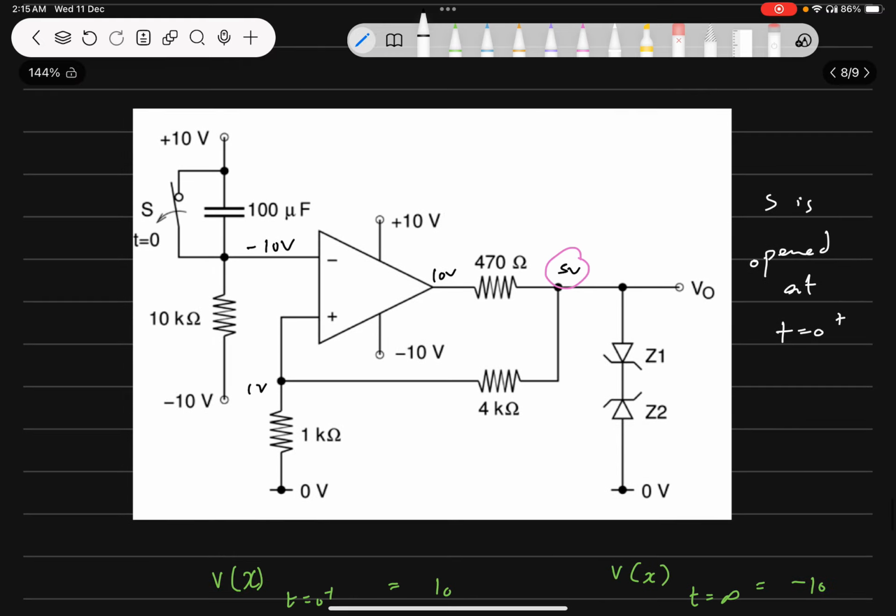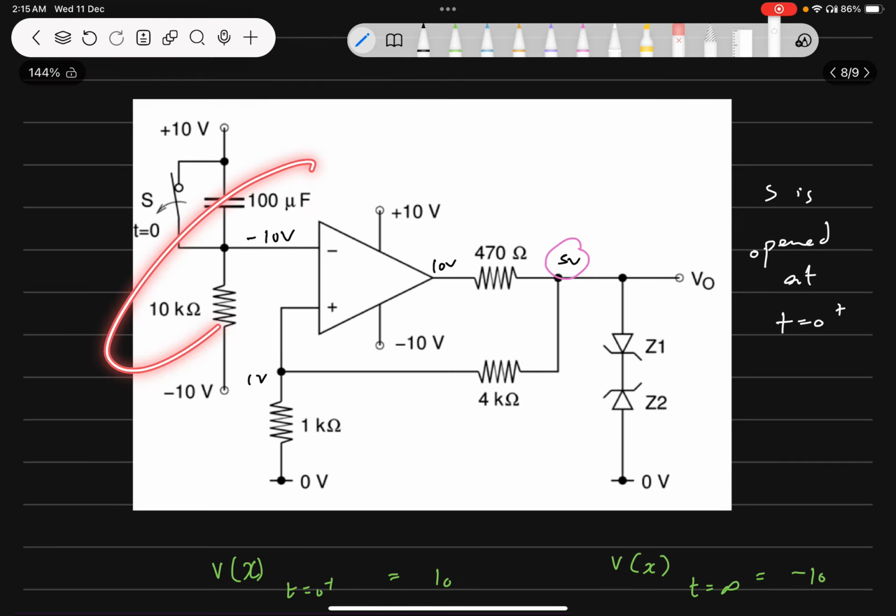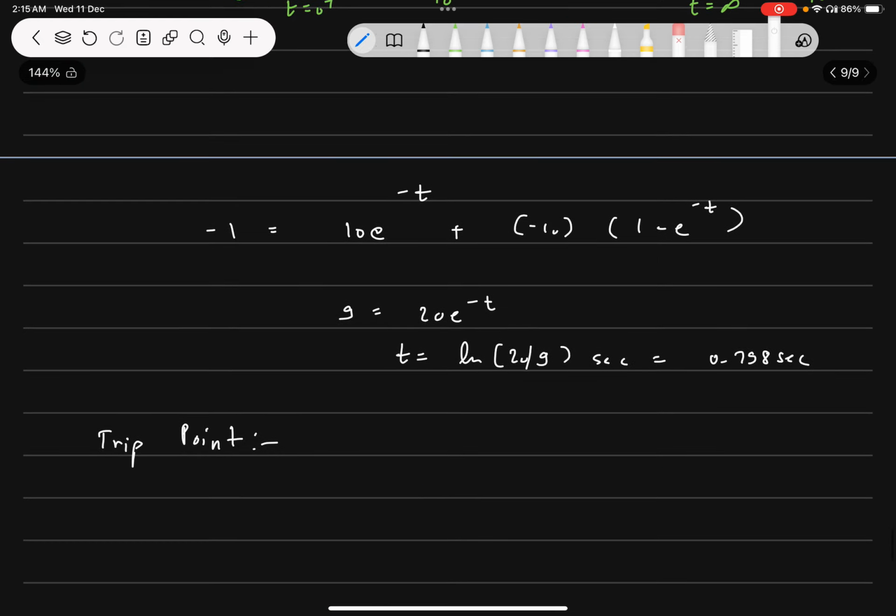So knowing this, this becomes a simple RC circuit problem, where you have a simple RC network because the op amp does not load. There is no current flowing here, so it is a simple RC network connected by a battery of 20 volts. And we wish to calculate when this node potential goes from minus 10 to minus 1 volts. And this is a fairly easy problem. The time constant of the circuit is 1 second, and you can easily use the equation.